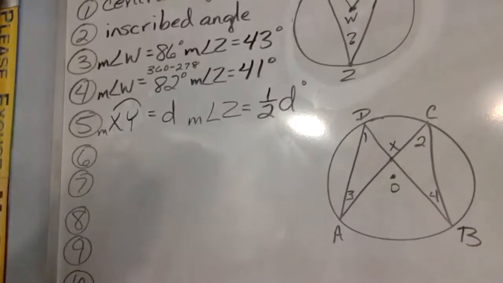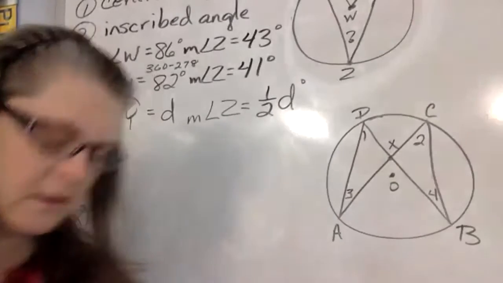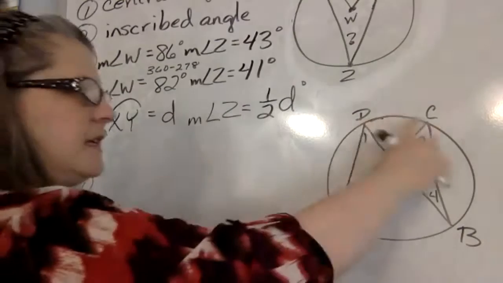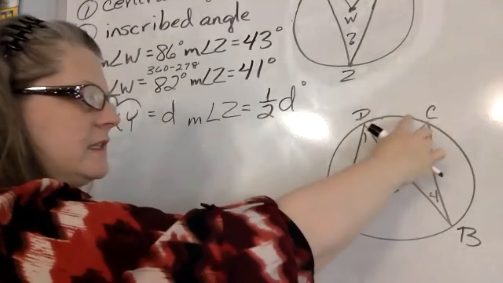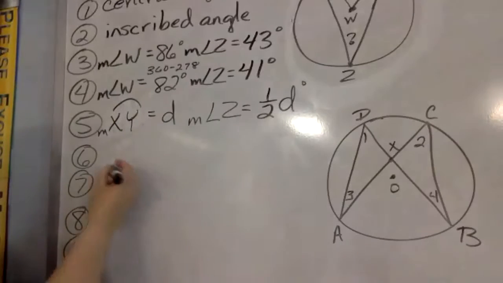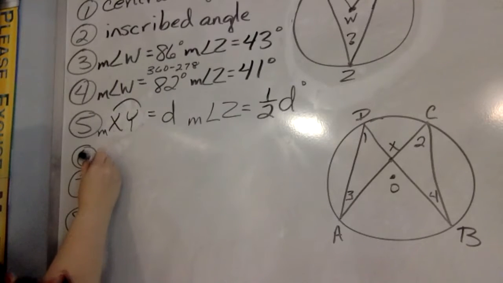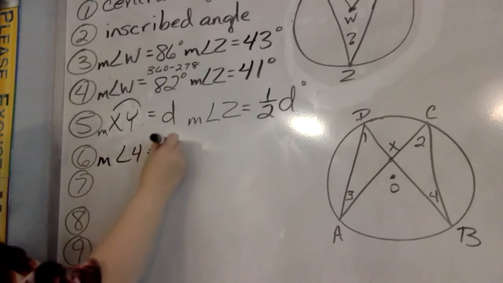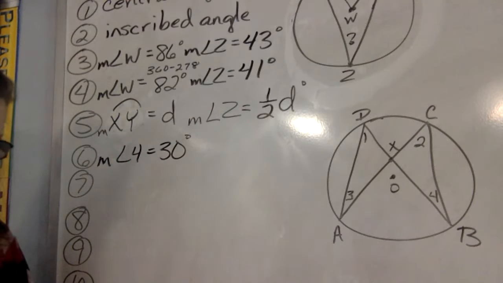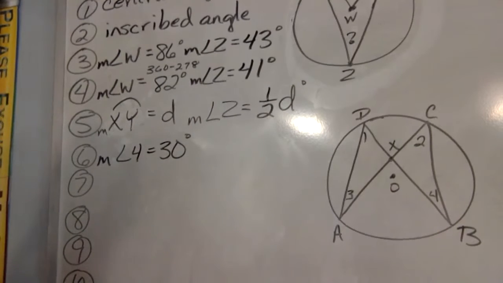Okay, so what we're going to do on here, it says if DC is equal to 60, find the measure of angle 4. So DC is this arc here. If it's 60, angle 4 is the inscribed angle. So half of 60 is 30. So it's just 30 degrees. And that's all you do. The inscribed angle is equal to half of its arc.